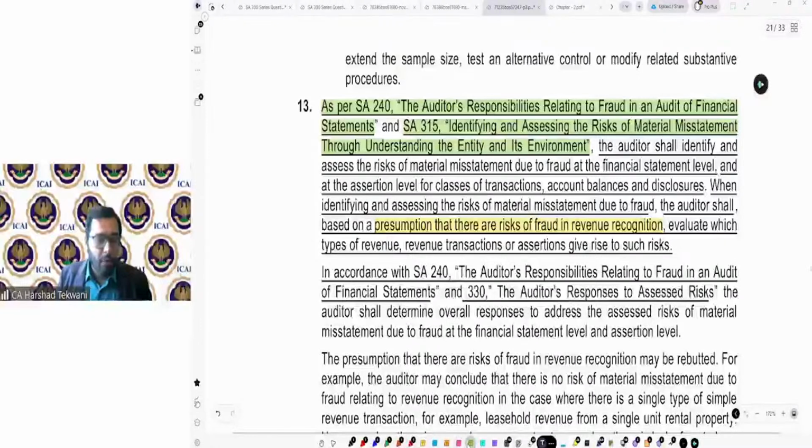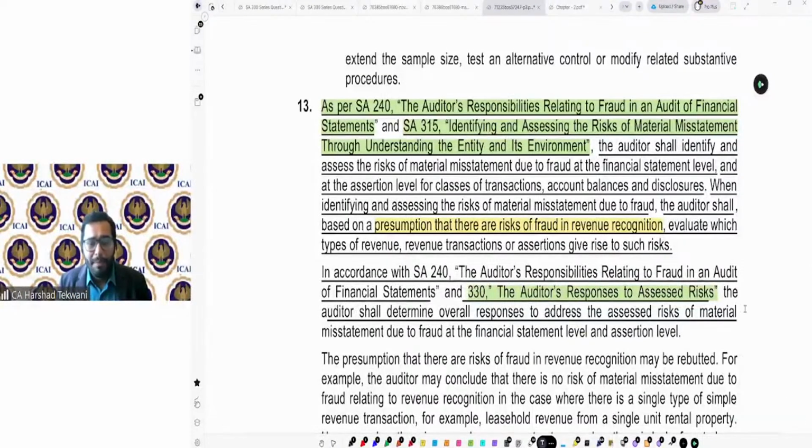Now I'm quoting from SA 330, creating a response to the assessed risk. The auditor shall determine an overall response to the assessed risk of material misstatement due to fraud at the financial statement and the assertion level. Means, first of all, they were supposed to identify the fraud risk, but they did not do that. Number two, once they identify the fraud risk, they are required to create a response to that fraud risk. Means they have to decide the audit procedures in order to address the fraud risk.